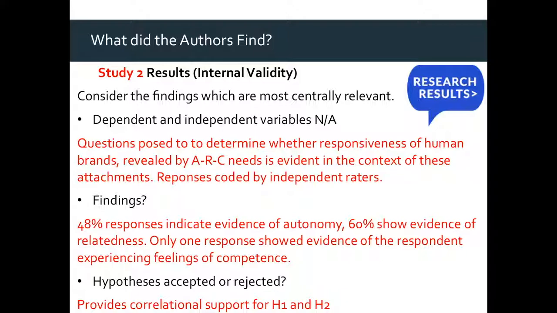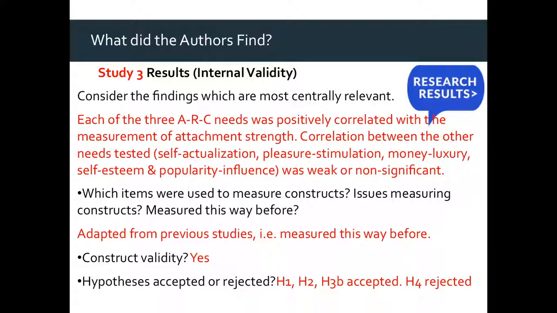And 48% showed evidence of autonomy, so that's the A of the ARC. 60% showed evidence of relatedness, which is the R of ARC. And only one response showed evidence of competence, which is the C in ARC. So we see a lot of similarities here between what was shown quantitatively in study 1.